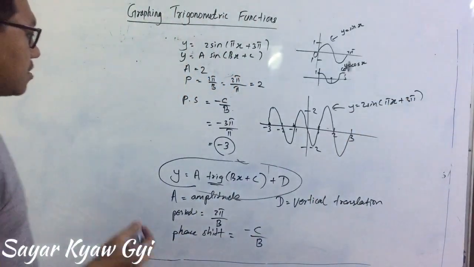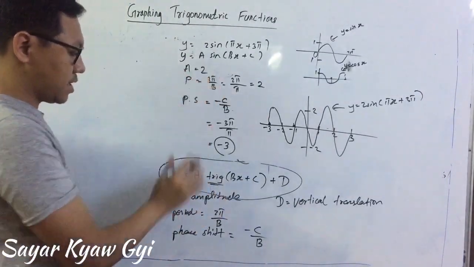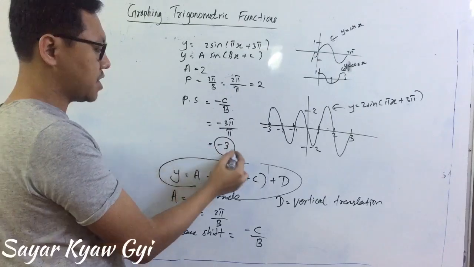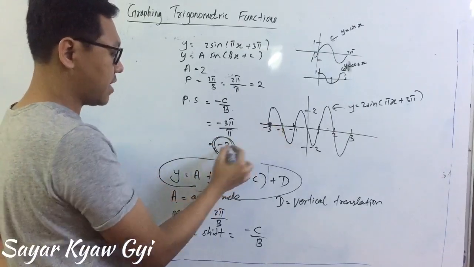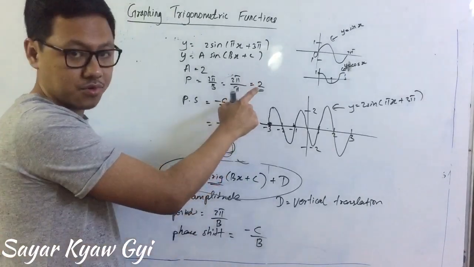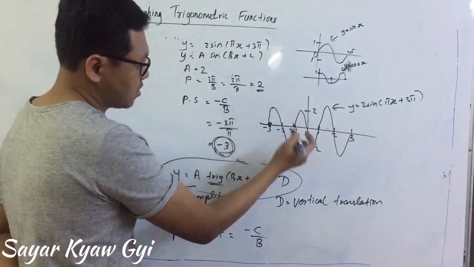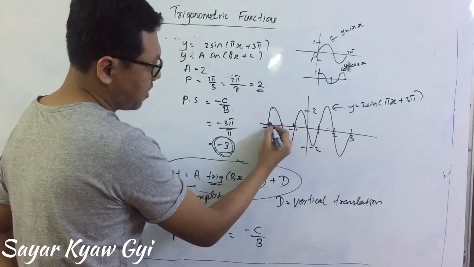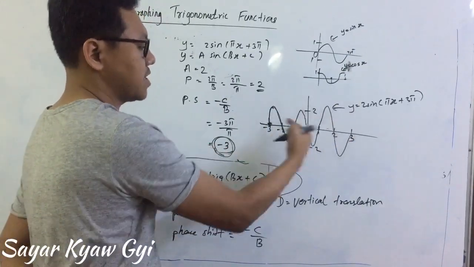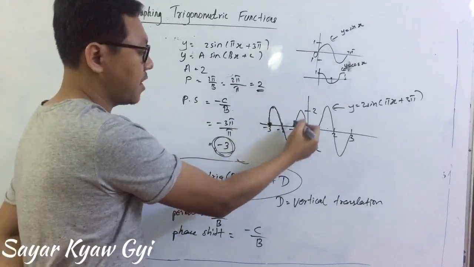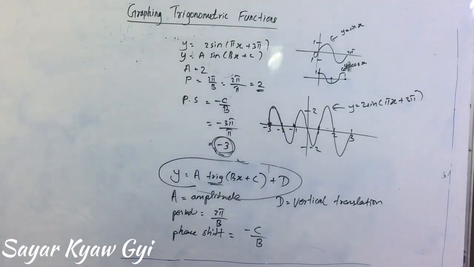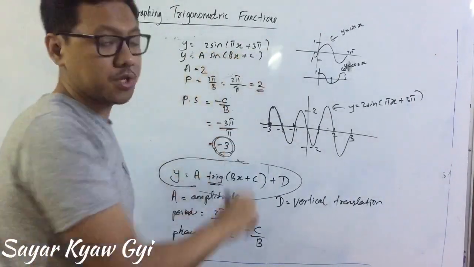Okay? So all you have to do is compare with this equation and find out the amplitude, the period, and the phase shift. Phase shift is where you start. You start here and then add the period. Minus 3 plus 2 is minus 1. You start from here and end here, and then you just draw it. The rest are exactly the same as the first period you can draw. That's how you draw 2 sine(pi x plus 3 pi).